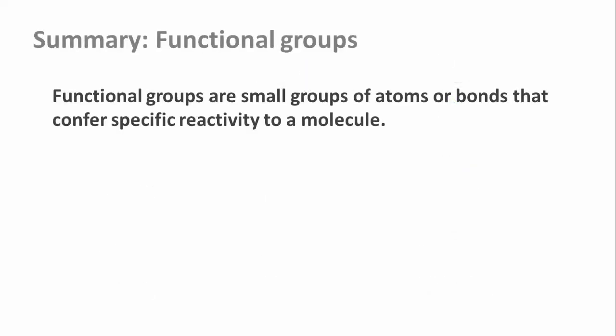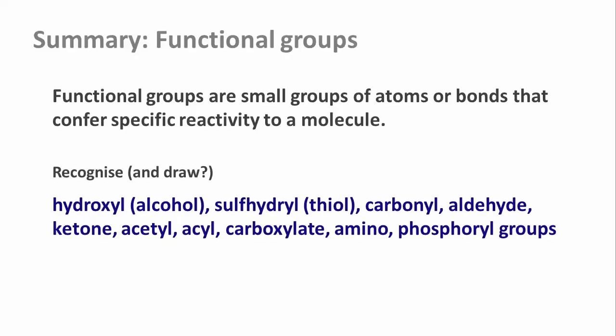So let's recap. Functional groups are small groups of atoms that confer specific reactivity to a molecule. Many molecules have more than one functional group, and like with a Swiss Army knife, each one adds a specific reactivity. You should now be able to recognize and ideally draw all of the following functional groups: the hydroxyl group or alcohol group, sulfhydryl groups or thiols, the carbonyl group in aldehydes and ketones, acetyl and acyl groups, carboxylates, amino and phosphoryl groups.